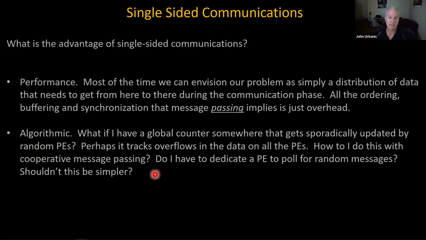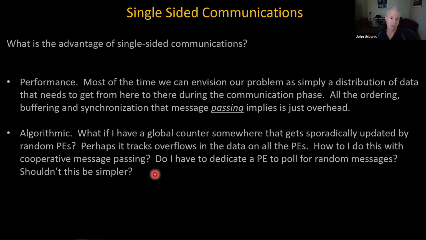Well, with the basic MPI blocking sends and receives we'd have to have PE0 sitting there all the time waiting to receive an update message from the other PEs. It says, I received a bad data point. Here, update your counter by 1. And so PE0 would have to sit there polling all the time. It would be dedicated just to that. It would be nicer if the other PEs could just go and update that variable in PE0's memory and just treat that as the global counter.